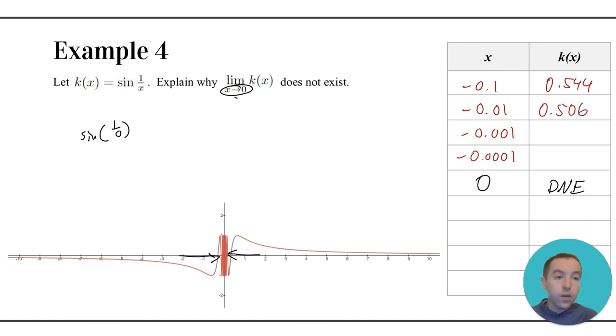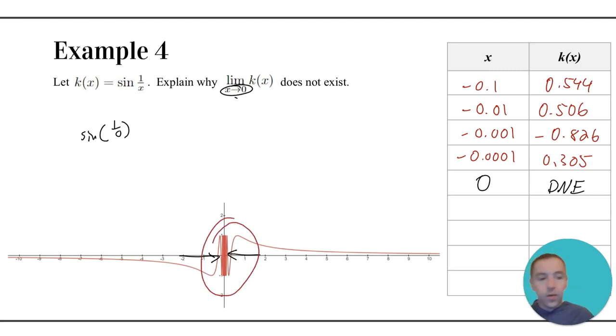So it seems relatively okay to begin with, but then all of a sudden it jumps to negative 0.826 and then 0.305. And if you kept choosing smaller and smaller numbers, like negative 1/1 millionth, it keeps jumping around a lot, because ultimately what's happening is it keeps oscillating up and down infinitely as it gets closer and closer to 0. So it never really converges onto a particular y number. It just keeps going up and down forever, right?